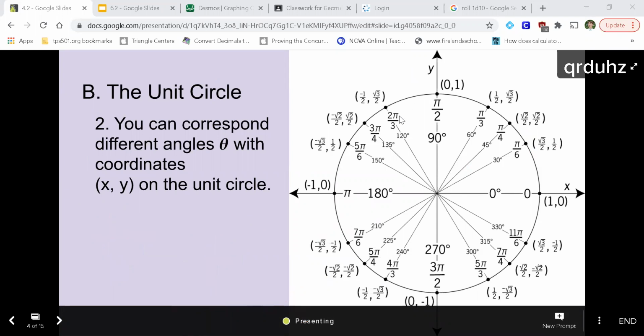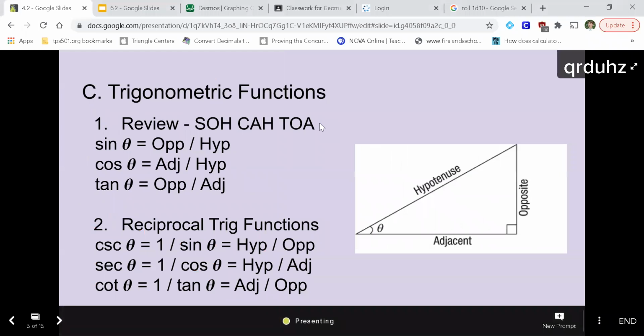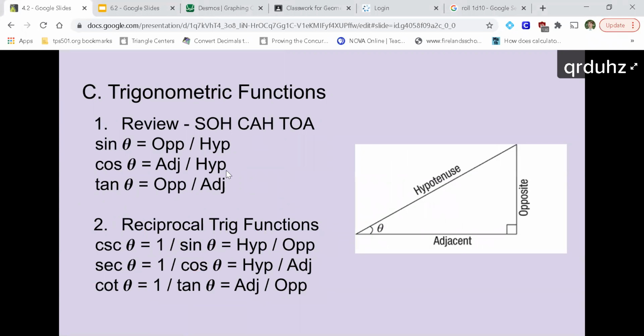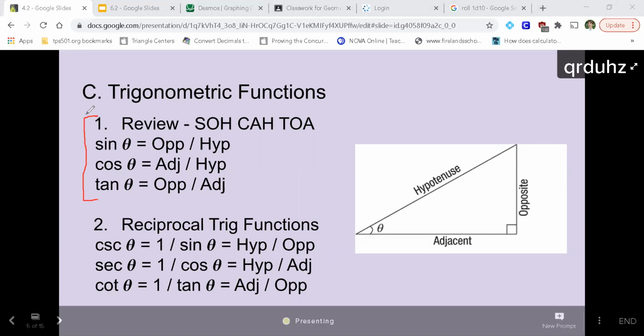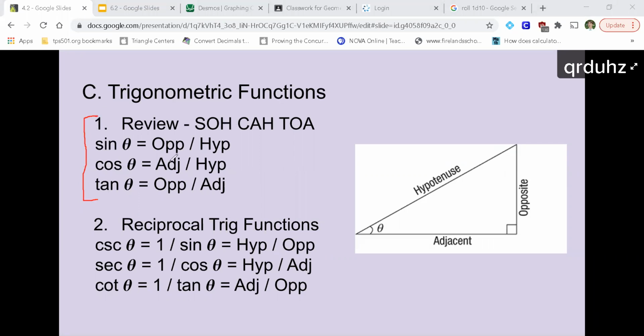All right, the last thing we need to do is we're going to shift gears a little bit. Now let's talk about trig functions. And then we're going to marry the 2 concepts of how you can use the unit circle to find the answer to trig functions. So as a quick review, you should already have seen this before.